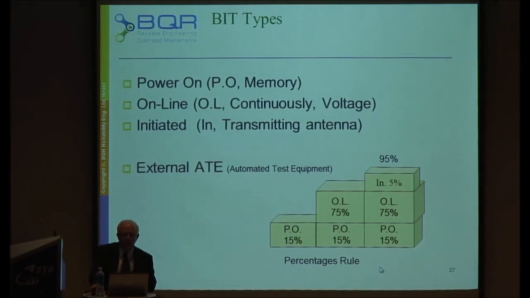If we take the failure rate of a system as 100% and classify what we can do, we can see that 15% we can detect with a power-on analysis. Then above that, we have online, which runs all the time, 75%, and initiated 5%. Together, we come up to 95% that we can detect. Sometimes it's good, sometimes it's not. And again, it also depends on whether the remaining 5% fall in the red area. If not, it can be accepted.